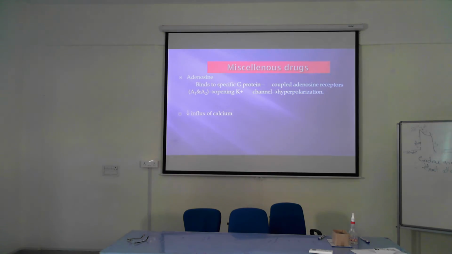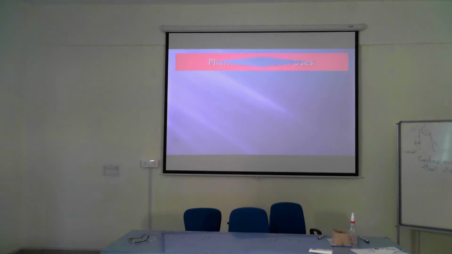So the miscellaneous drugs, or the last class of drugs, include adenosine. It binds to specific G protein coupled adenosine receptors, A1, A2, opening up the potassium channels, and ultimately it causes hyperpolarization. Then it reduces the influx of calcium. So adenosine, of course, is less commonly used, and only when it is specifically required is it going to be used. Whereas amiodarone is one of the very commonly used drugs.